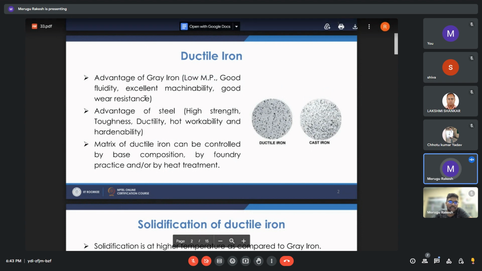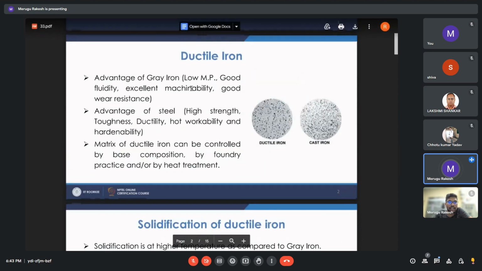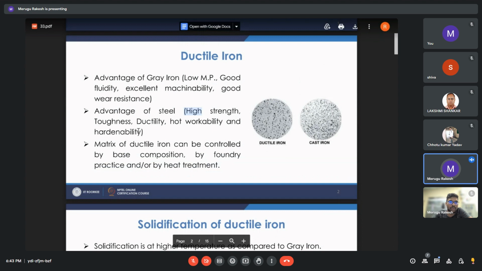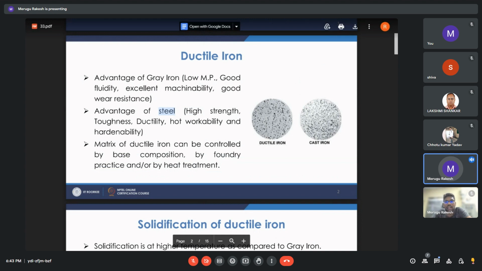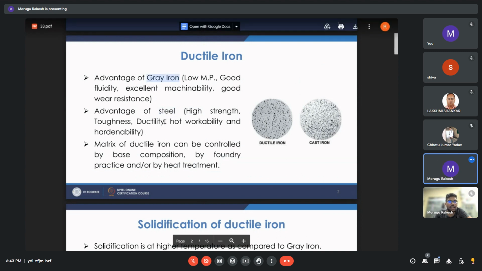Okay, so the advantage of gray cast iron is it also has a low melting point, good fluidity, excellent machinability, and good wear resistance, which are also very similar in this cast iron. And it is comparable to steel, because the advantages of steel are also the same: high strength, toughness, ductility, hot workability, and hardenability. Now why I'm comparing with steel is, steel melts at around 1300, right? But cast iron is not like that. It can melt at around 1140 degrees Celsius. So the power consumption will be less if I go with gray cast iron instead of steel.